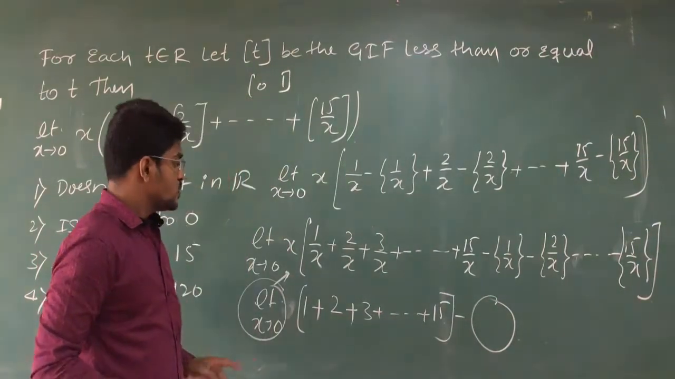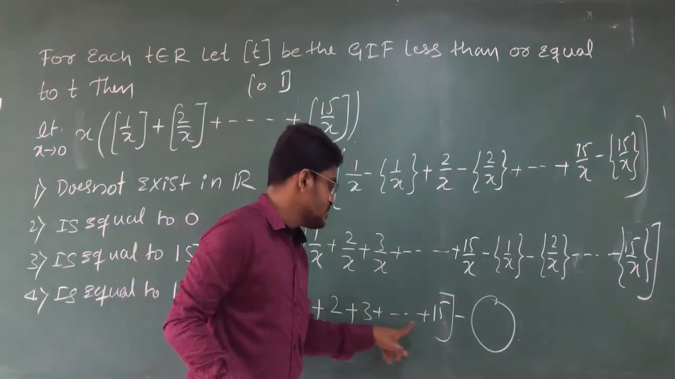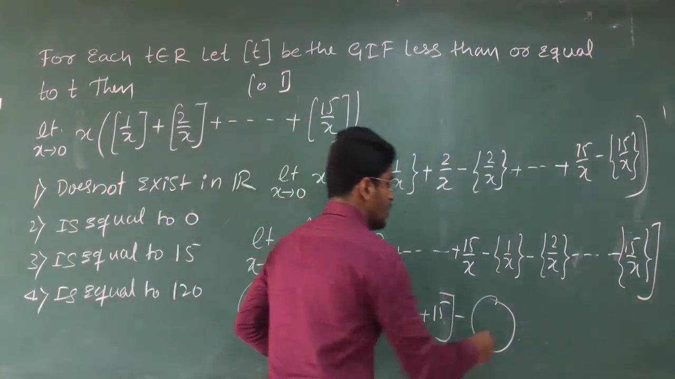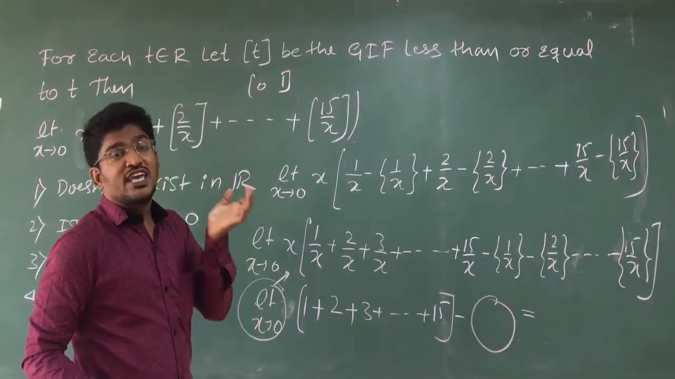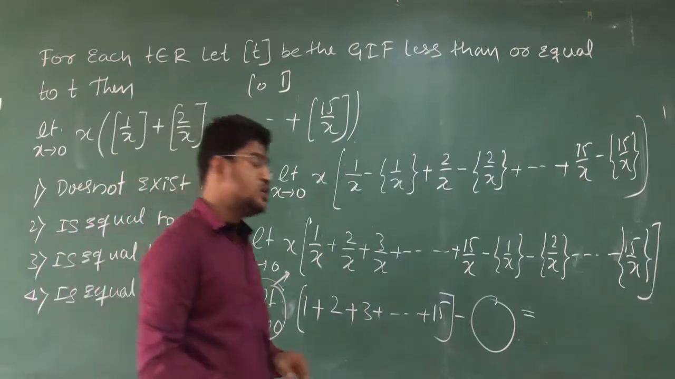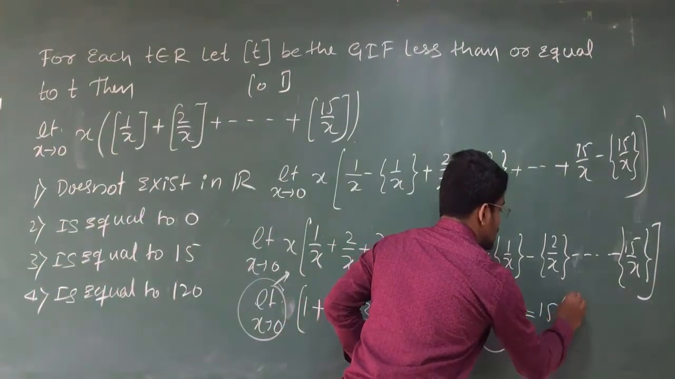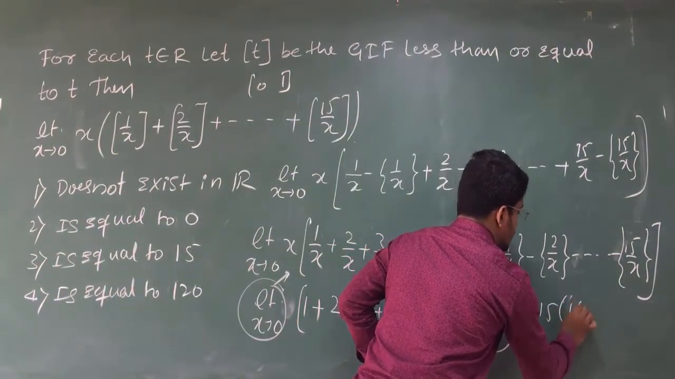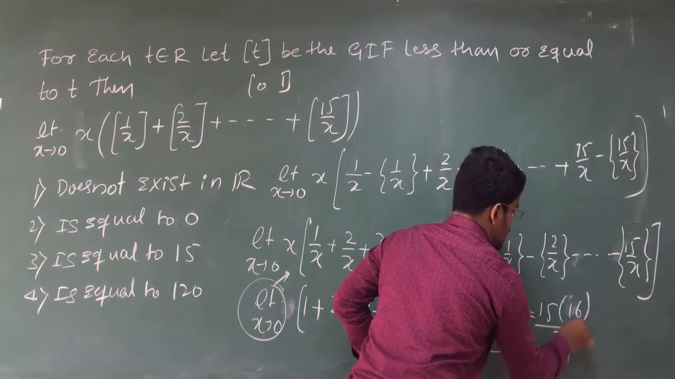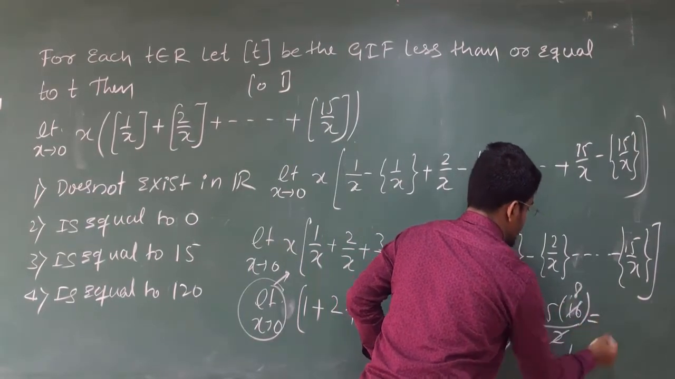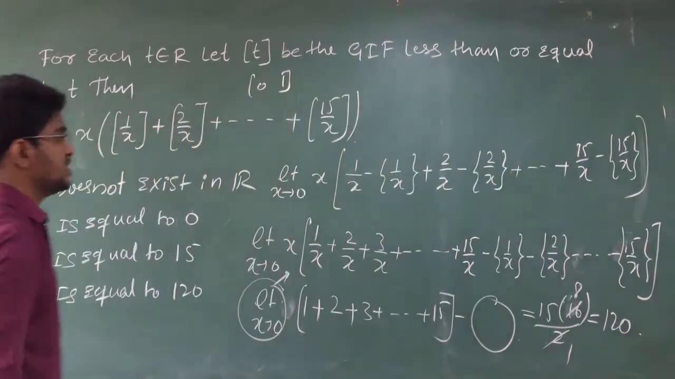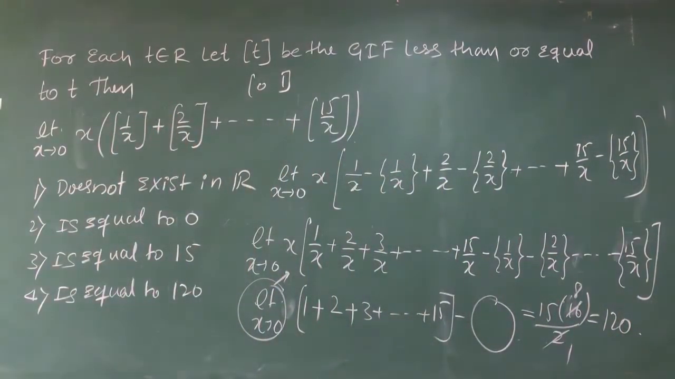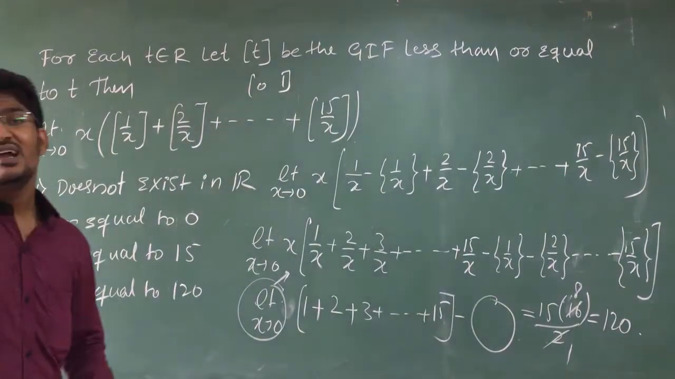Clear? So now you remain with 1 plus 2 plus 3 plus up to 15, as you all know, the formula will be what? n into n plus 1 divided by 2. So that is 15 into 16 divided by 2. 2 into 8, so it will be 120. 15 into 8 is 120. So your answer will be equal to 120.